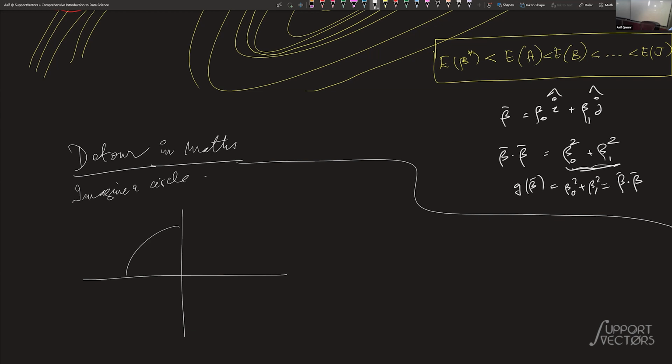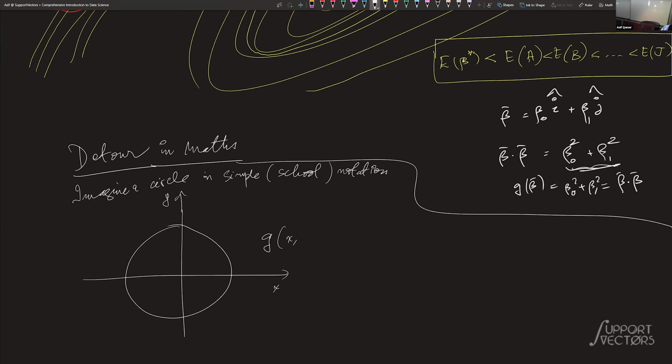What is the equation of a circle? The equation of a circle is x square plus y square equal to r square. That is right. Let me just write it like this in simple. Is this in 2 space or 3 space? I'm just looking at 2 space for the time being. You can do it in 3 space, it doesn't matter, but let's be very, very simple.